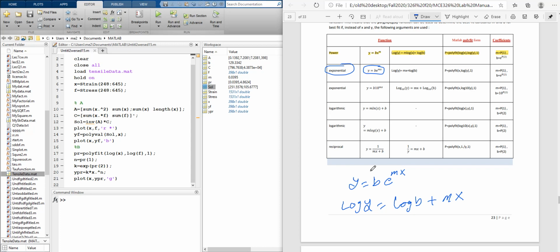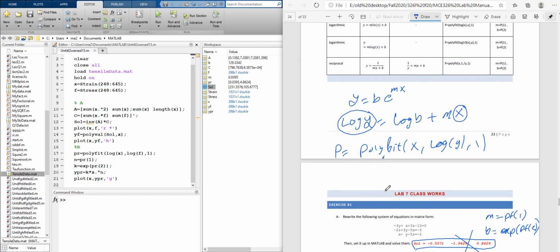See, the relation now is linear, between x and log of y. We can say that polynomial fitting p equals polyfit, the data in the x direction is x, but in y it will be log of y, first order. Now, this function should return two things. It should return the value of m, the first element, and the value of log of b. Don't forget that. So m equals the first element of p, while b equals exponential of p of 2, the second element.